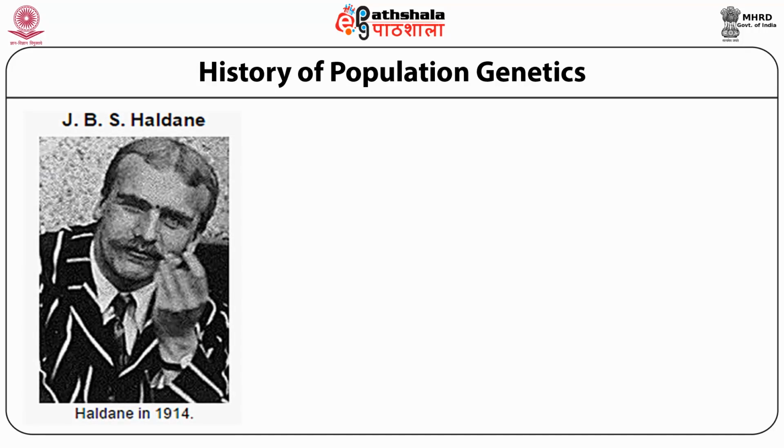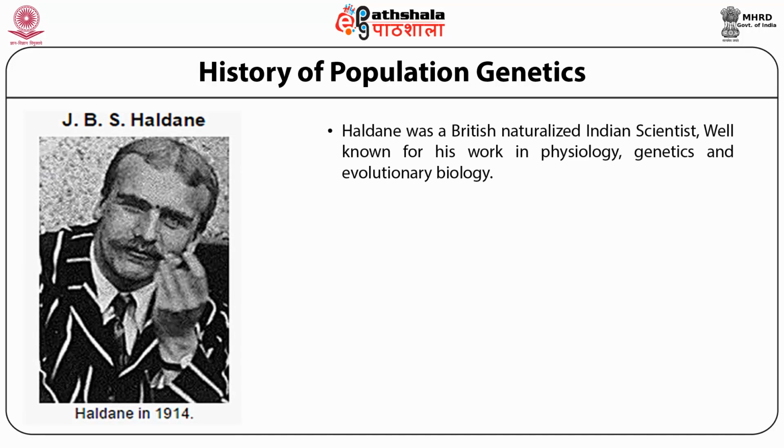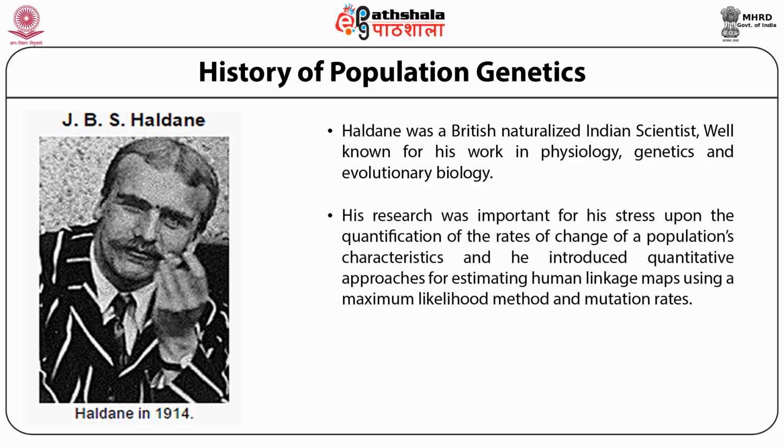J. B. S. Haldane. Haldane was a British naturalized Indian scientist well known for his work in physiology, genetics, and evolutionary biology. His research was important for its stress upon the quantification of the rates of change of a population's characteristics, and he introduced a quantitative approach for estimating the human linkage map using a maximum likelihood method and mutation rate.